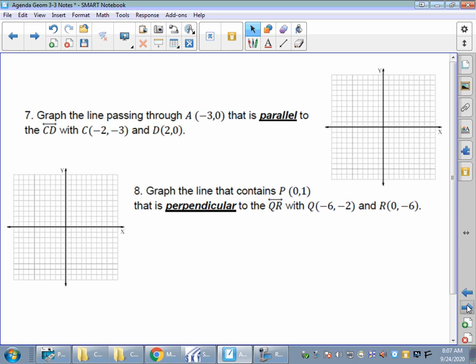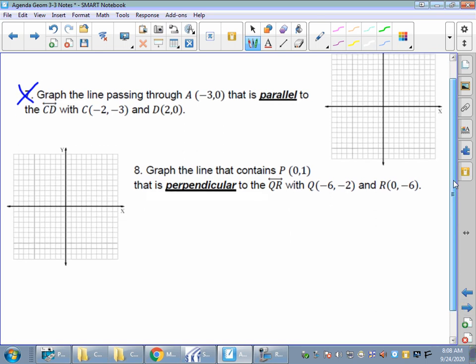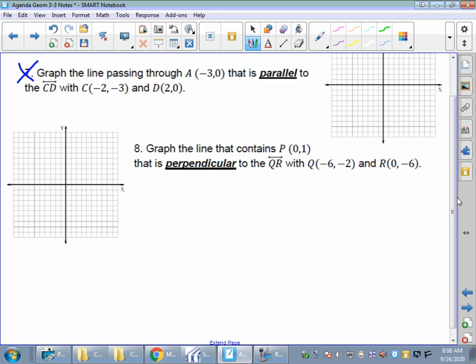And let's see, last but not least, let's do number 8. Let's skip 7. It's kind of the same idea. Number 7 asks for parallel, number 8 asks for perpendicular. So number 8 says graph a line that contains point P, which is at (0, 1), and it is perpendicular to the line QR, and it tells us what Q and R are. So you don't necessarily have to graph QR if you don't want to, but let's do that so we can see what it looks like.